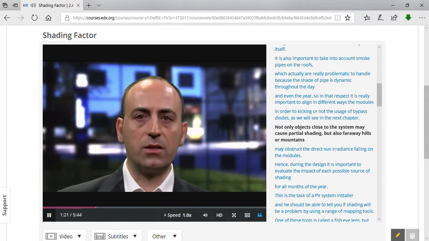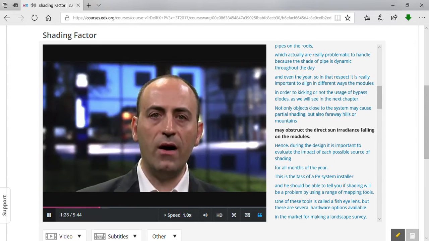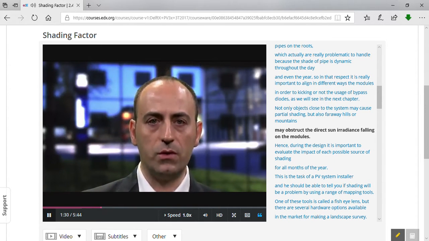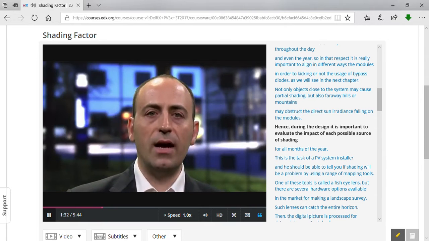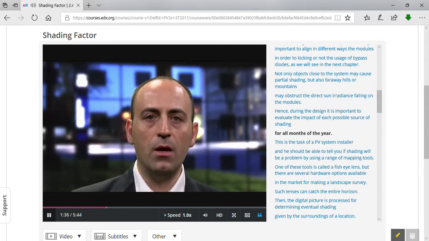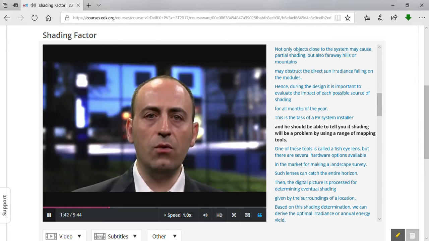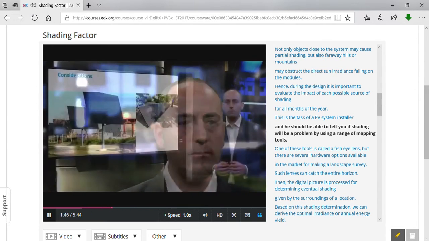Not only objects close to the system may cause partial shading, but also faraway hills or mountains may obstruct the direct sun irradiance falling on the modules. Hence, during the design, it is important to evaluate the impact of each possible source of shading for all months of the year. This is the task of a PV system installer, and it should be able to tell you if shading will be a problem by using a range of mapping tools.